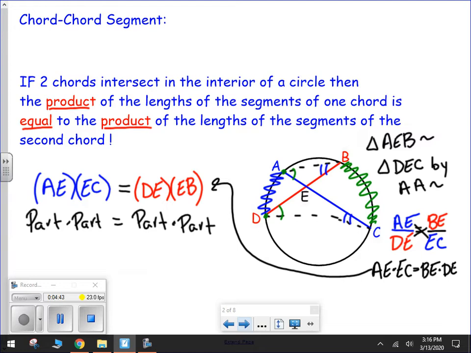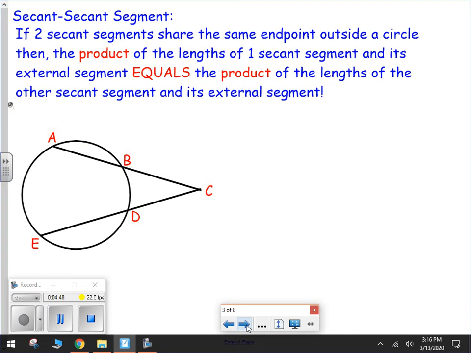Our next theorem is secant-secant segments. If two secant segments share the same endpoint outside a circle, then the product of the lengths of one secant segment and its external segment equals the product of the lengths of the other secant segment and its external segment. And again, that is just a lot of words for a theorem that isn't that difficult. Make sure you fill these words in, though, on your guided notes.